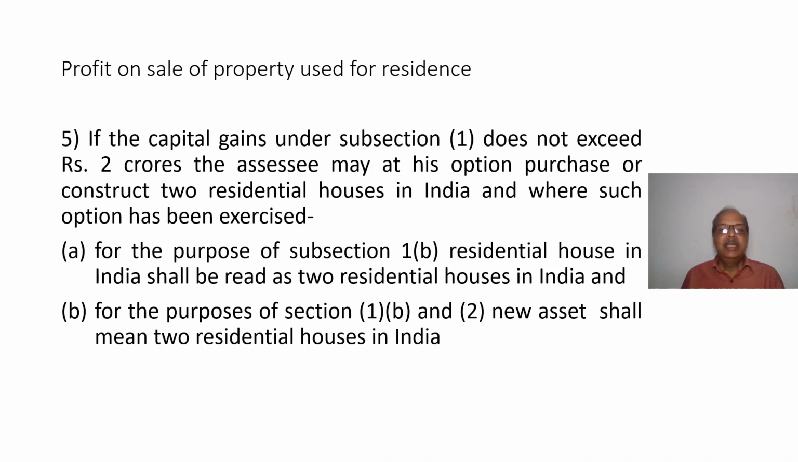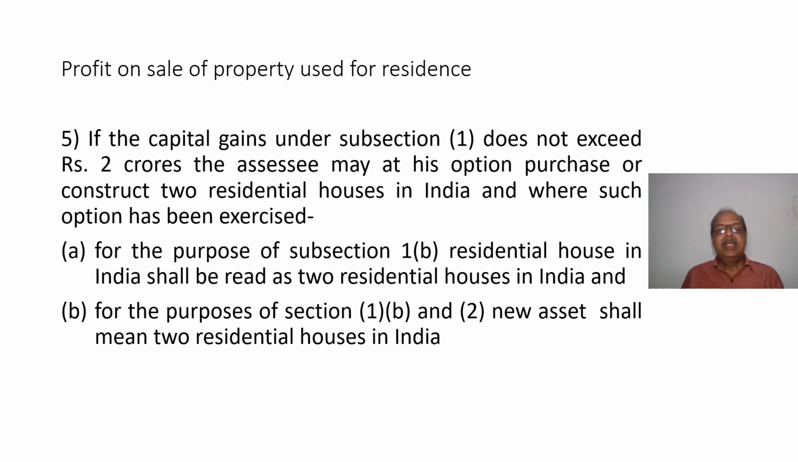This section says if the capital gain under subsection 1 does not exceed rupees 2 crores, the assessee may at his option purchase or construct two residential houses in India, and where such option has been exercised, for the purpose of subsection 1b, residential house in India shall be read as two residential houses in India. For the purpose of section 1b and subsection 2, the new asset shall mean two residential houses in India.